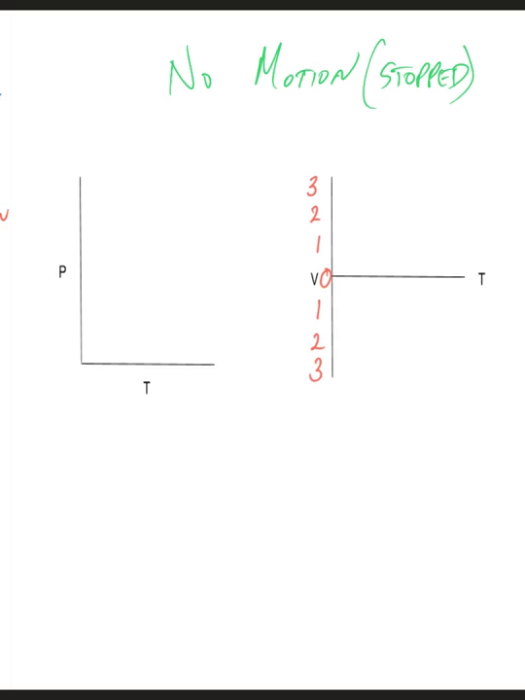How do we show that? Well, on a position time graph, if you remember, that is going to be a straight horizontal line. That horizontal line could be anywhere on that position time graph, but that is going to mean no motion. On a motion map, I just represent no motion by a large dot. So this right here would represent no motion on a motion map.